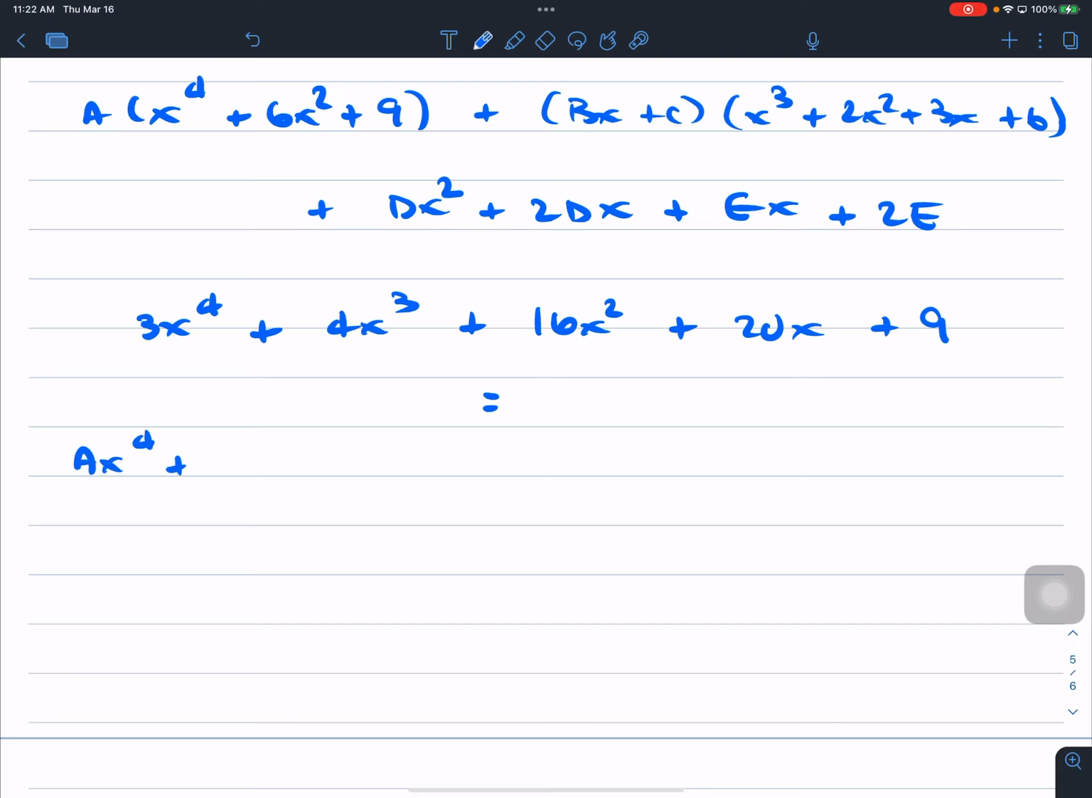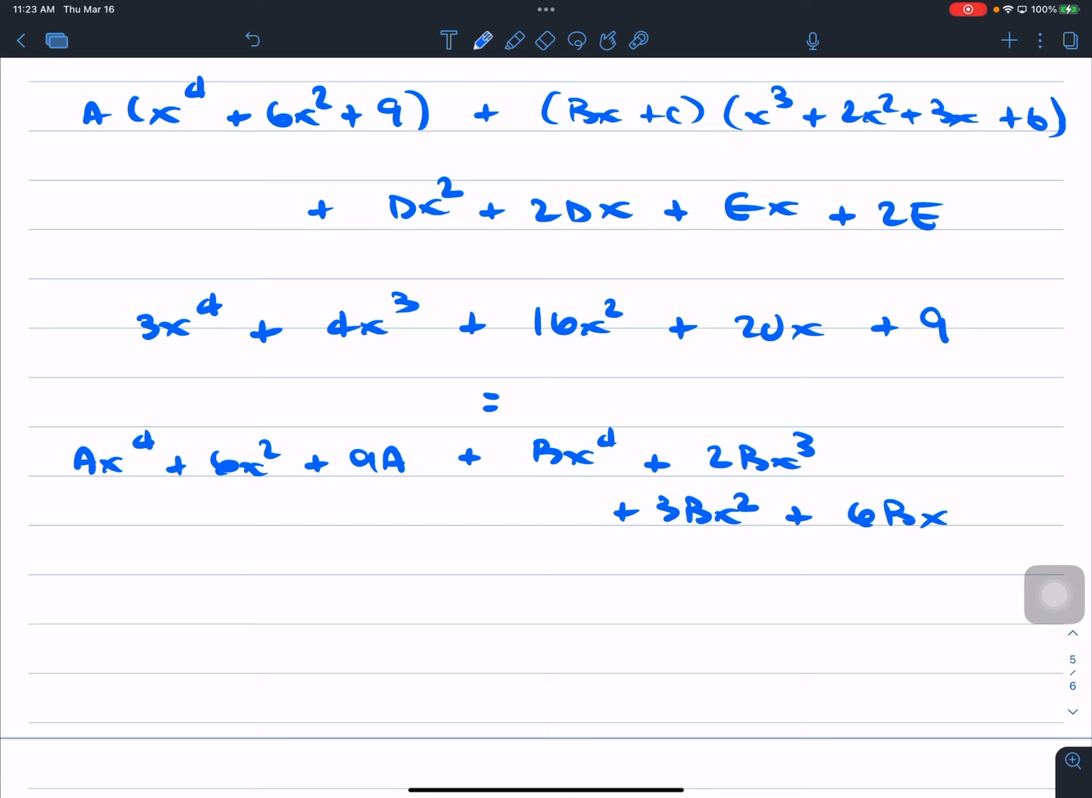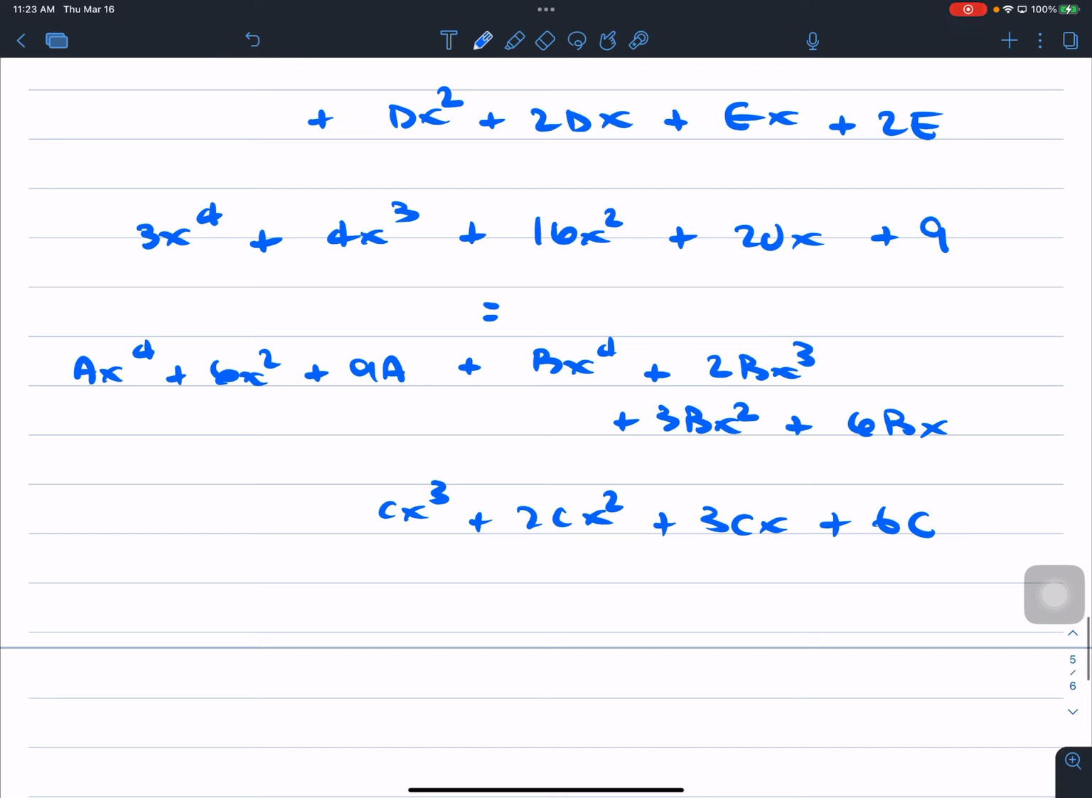Ax to the fourth plus 6ax squared plus the 9a, okay? And then I'm going to do some distributive property here. Bx to the fourth, do the b term. 2bx cubed, do the b term. 3bx squared, 6bx. Now the c term there, so that's going to be cx cubed plus 2cx squared plus 3cx plus 6c, and then you already had what you had here.